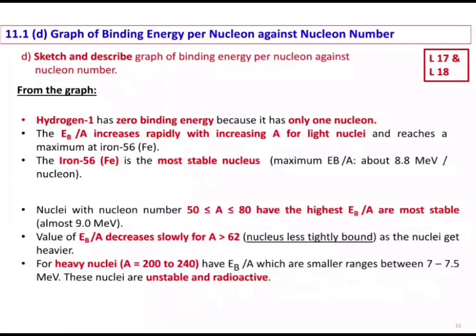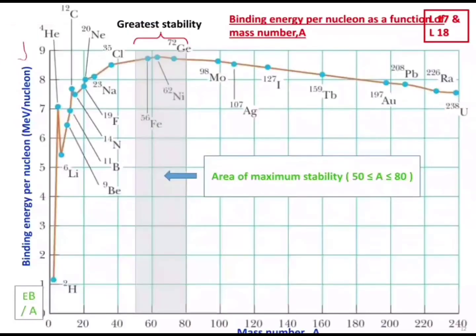Okay, now 11.1D, graph of binding energy per nucleon against nucleon number. So let's sketch the graph. Here is the binding energy over A against nucleon number. Nucleon number and mass number are the same, the symbol is A. So let's look at the graph of binding energy per nucleon against nucleon number.